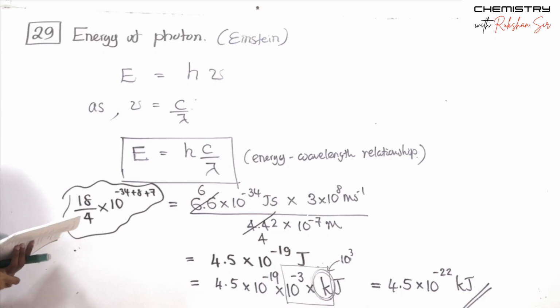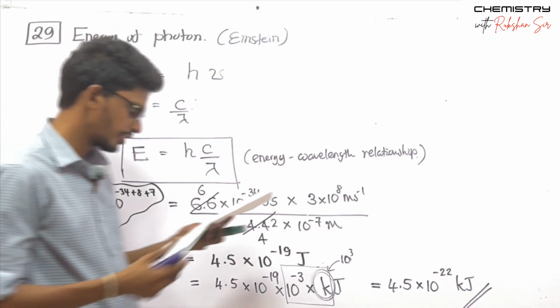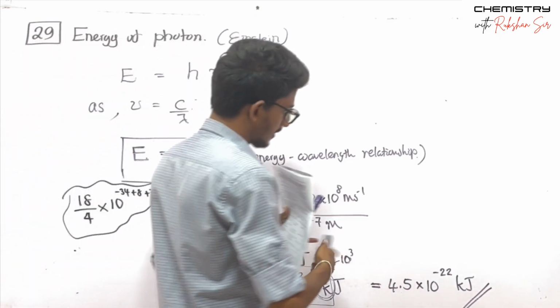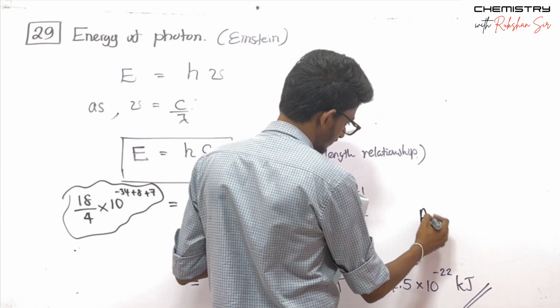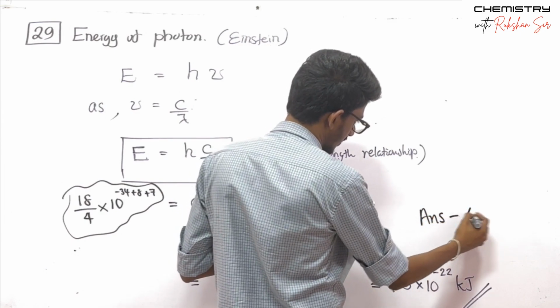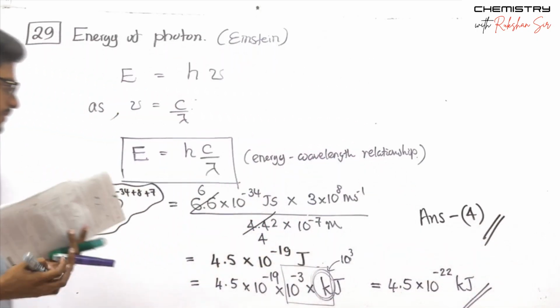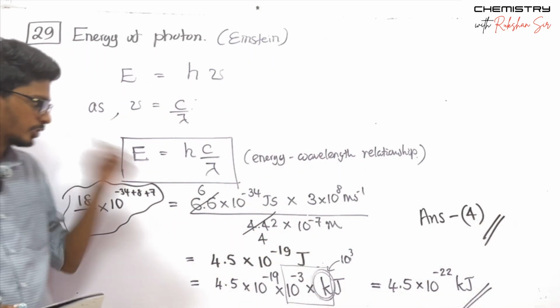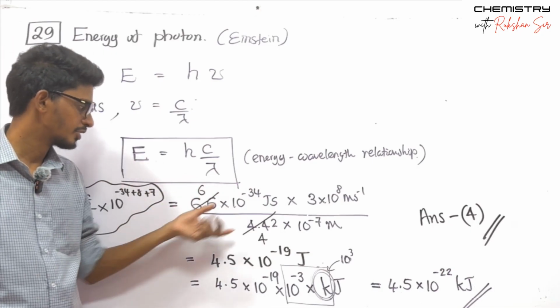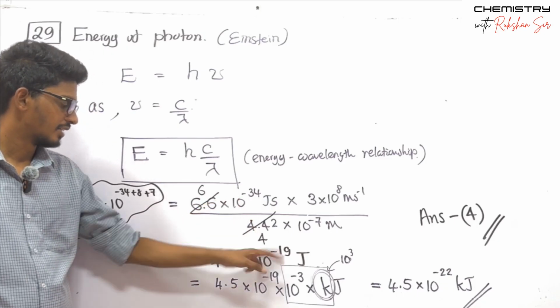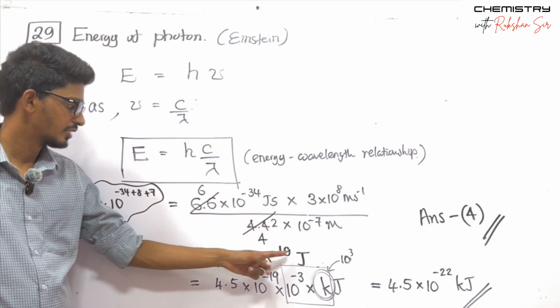So minus 22 kilojoules there. 4.5 to the power minus 22. So that is answer number 4. Because the question is asked in kilojoules, right? Not in joules. At the first instance, you get the answer in joules. As you are substituting all the values in SI units, the answer will come up with SI units. But as they have asked you the answer in kilojoules, you have to convert the joules to kilojoules.